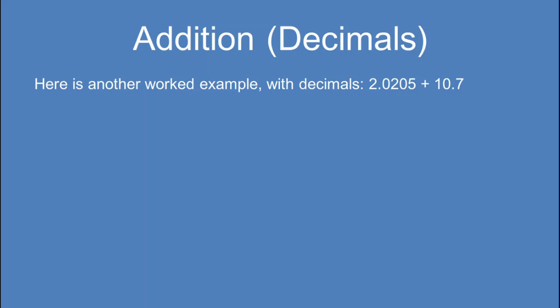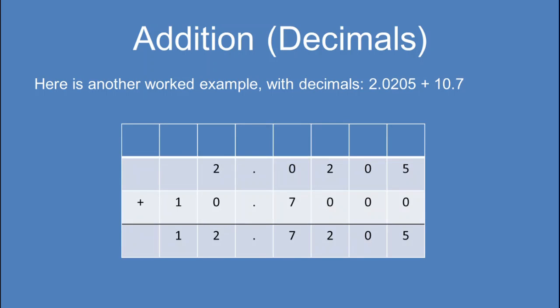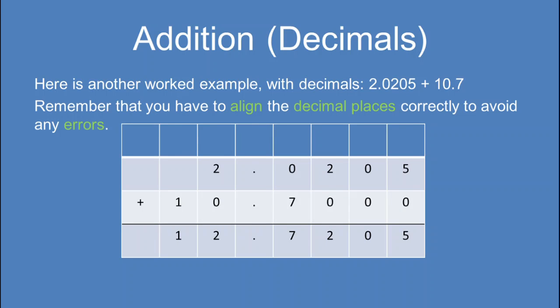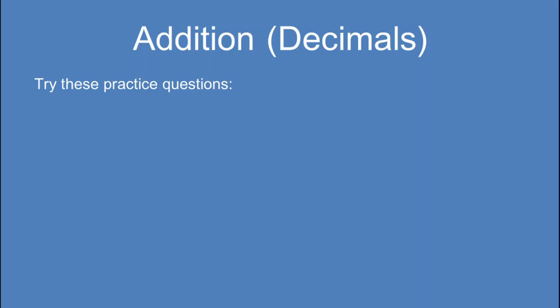Here is another worked example, with decimals, 2.0205 plus 10.7. Remember that you have to align the decimal places correctly to avoid any errors. Now try these practice questions. Question 1, 2.0249 plus 24.97420. Question 2, 63.24 plus 9.1.